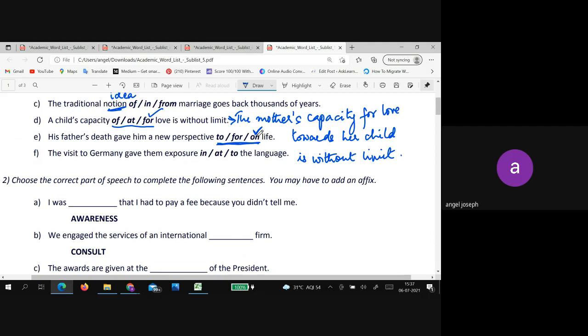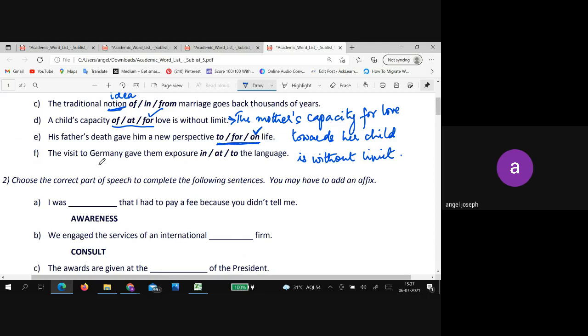To is something, like I said, Indianized. I am not saying it is the correct form; it is what Indians use more often, perspective to. In the English language, it should be perspective on. I hope you guys have noted it. Yes, no? Yes, ma'am. Okay. Let's go on to the next one.